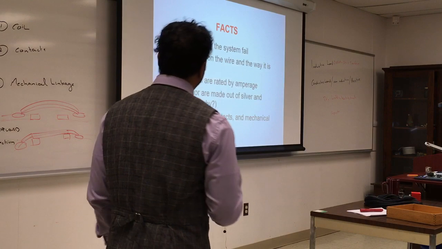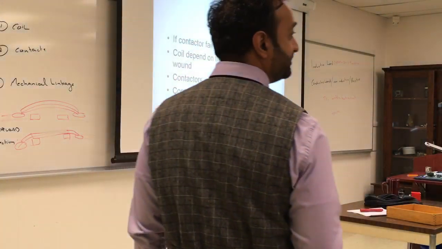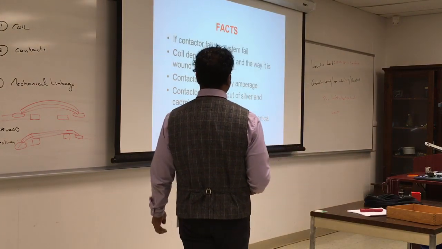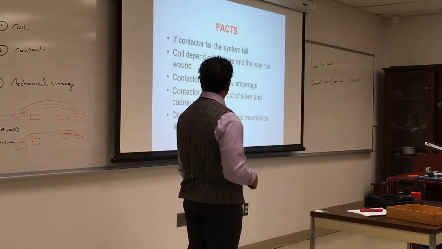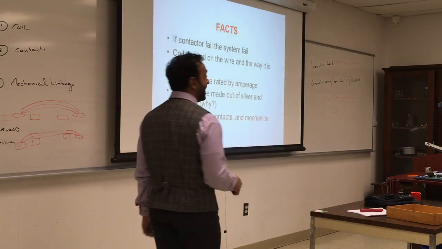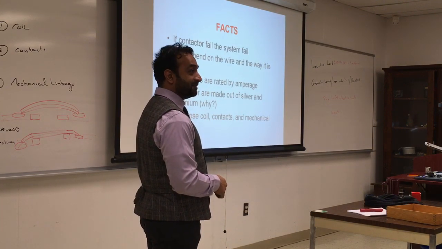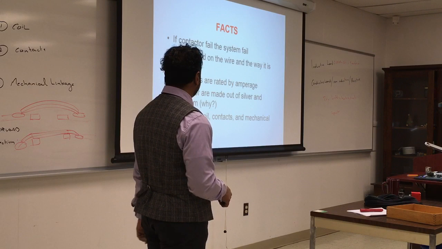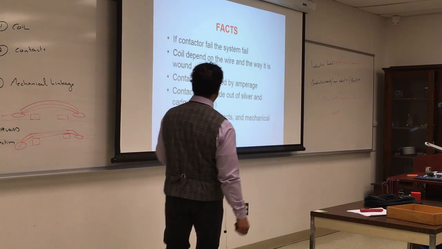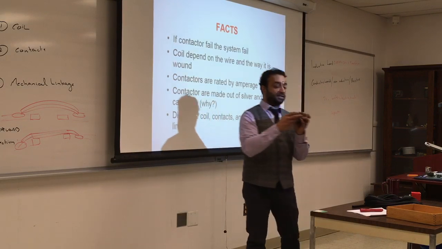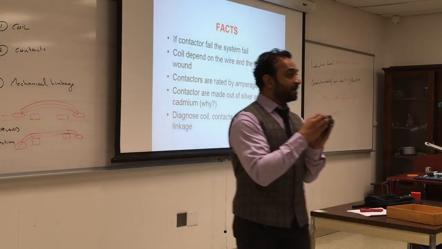Again, as I already said, if the contactor failed, the system failed, because it has the power for the entire system. Coil, depending on the wire and the way it's wound. Contactors are rated by amperage. Remember this. Contactors are made out of silver and cadmium. The tips of the contactor, the connection tips, are made out of silver and cadmium.